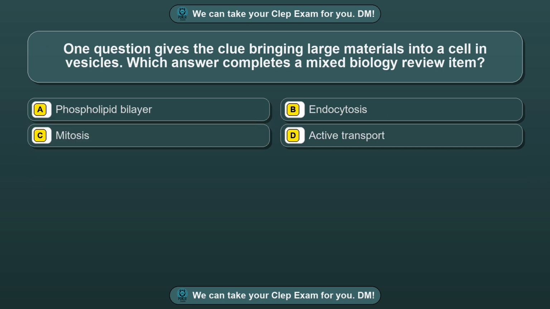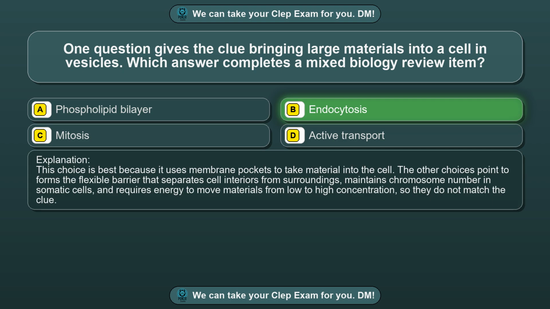Question 34. One question gives the clue bringing large materials into a cell and vesicles. Which answer completes a mixed biology review item? Option A, phospholipid bilayer. Option B, endocytosis. Option C, mitosis. Option D, active transport. The correct answer is option B, endocytosis. This choice is best because it uses membrane pockets to take material into the cell. The other choices point to forms the flexible barrier that separates cell interiors from surroundings, maintains chromosome number in somatic cells, and requires energy to move materials from low to high concentration, so they do not match the clue.